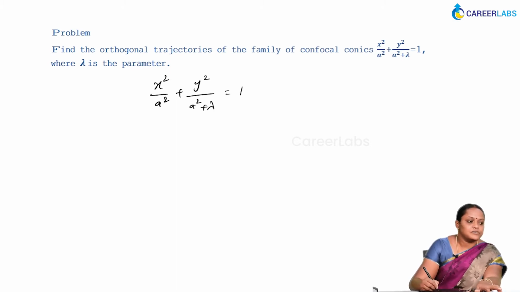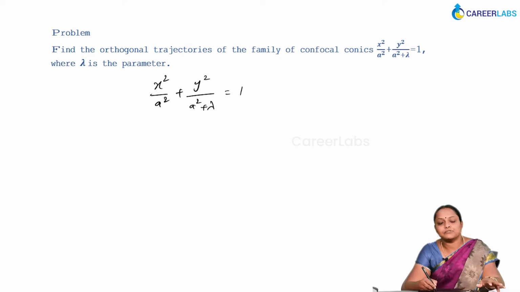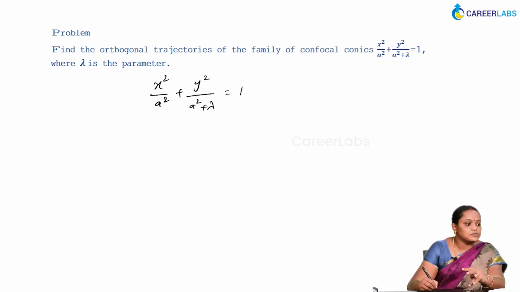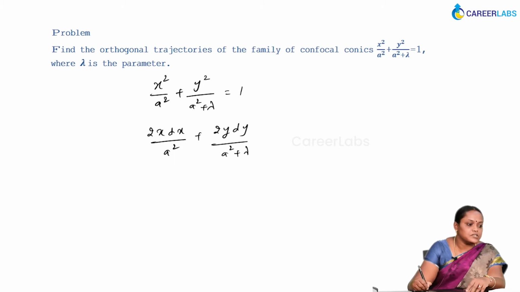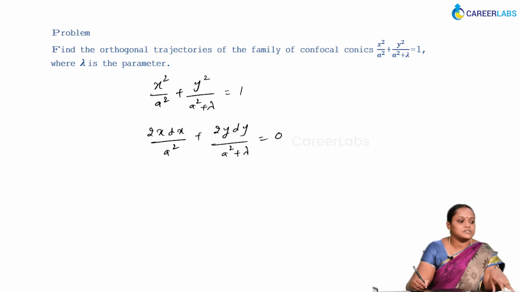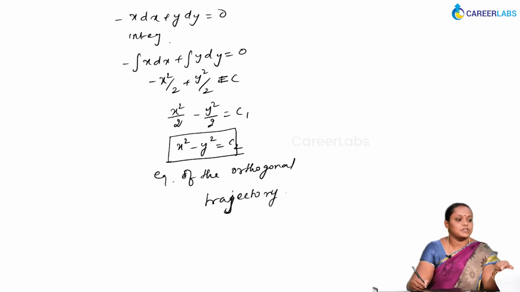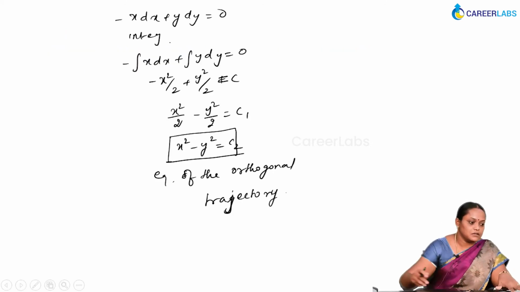Now, for the first step, we are supposed to differentiate the equation so that we get an equation in terms of x, y and dy by dx. When you differentiate, this will be 2x dx by a square plus 2y dy by a square plus lambda equal to 0. Let us try to rewrite this in the form dy by dx.